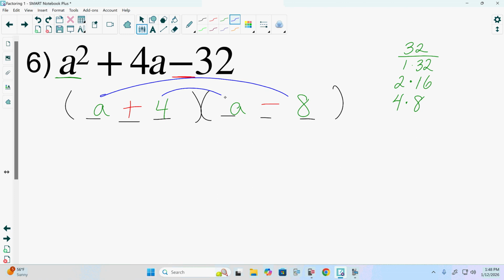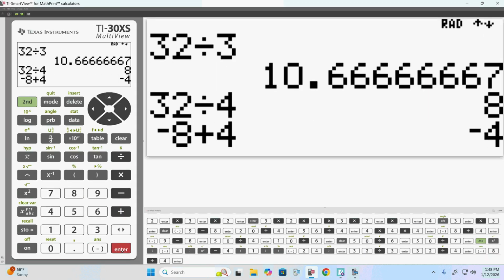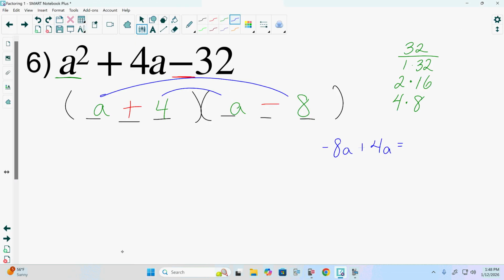So we can start with 8 times a times negative 8, which would give us negative 8a. 4 times a is going to be plus 4a. Negative 8a plus 4a, negative 8 plus 4 is negative 4, telling us that this is negative 4a. Is that the middle term that we wanted? No. It is the correct number, but it's the wrong sign.